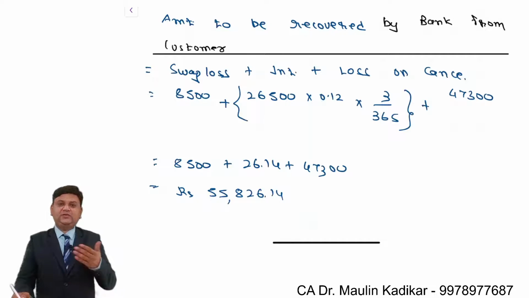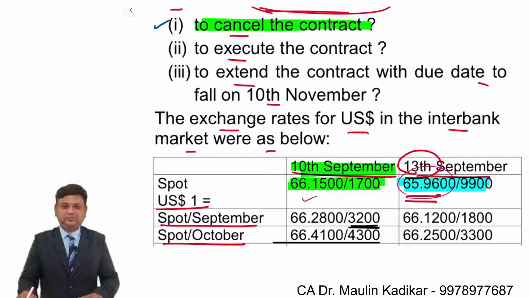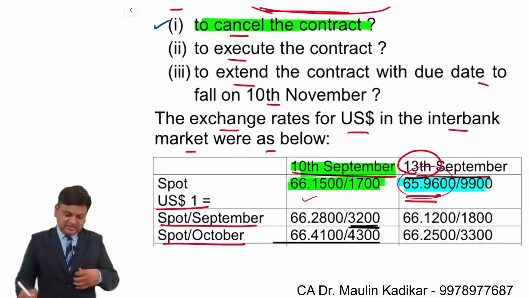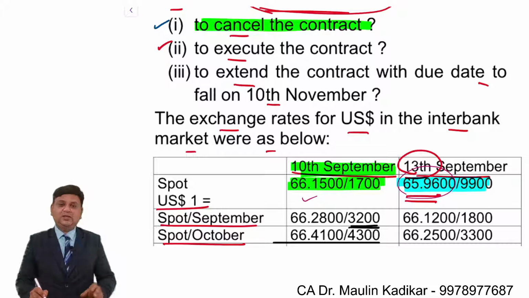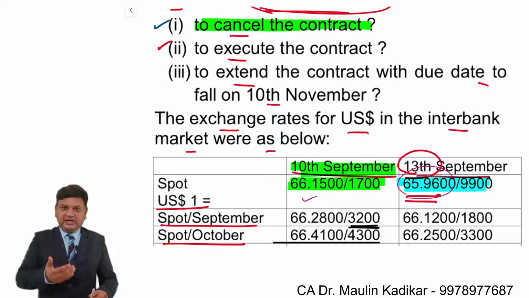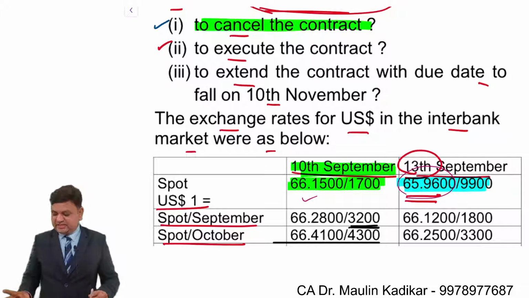And coincidentally in the first question, it has been given that the customer wants to only cancel the contract. So this is the amount to be recovered from him. Now the second question says that suppose he wants to execute the contract. Dear students, as I told you, before he does anything, we will collect the amount which we have computed in the first part. So that answer will be Control C, Control V, copy paste.